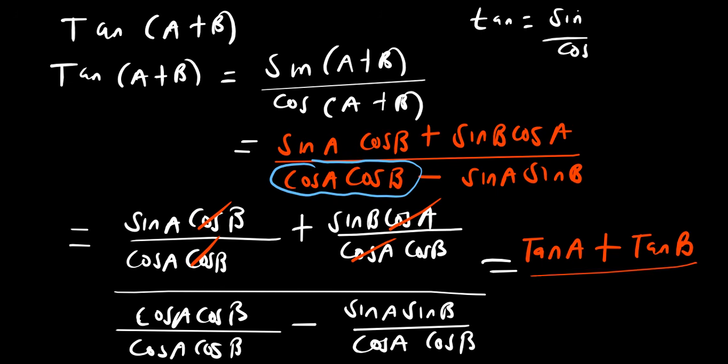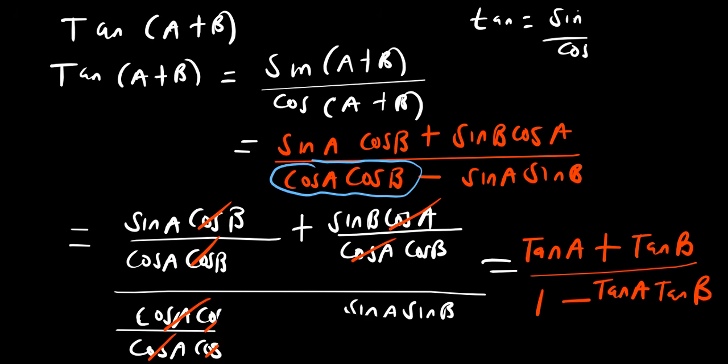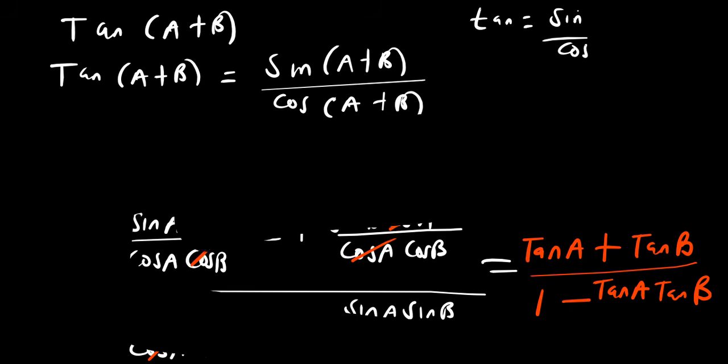Below, cos A and cos A, cos B and cos B, this will just give us a 1. Then there is a minus. On the other side, I've got sin A over cos A, that is just the same as tan A, then sin B over cos B, that just gives me tan B. So this is how you find it for tan.